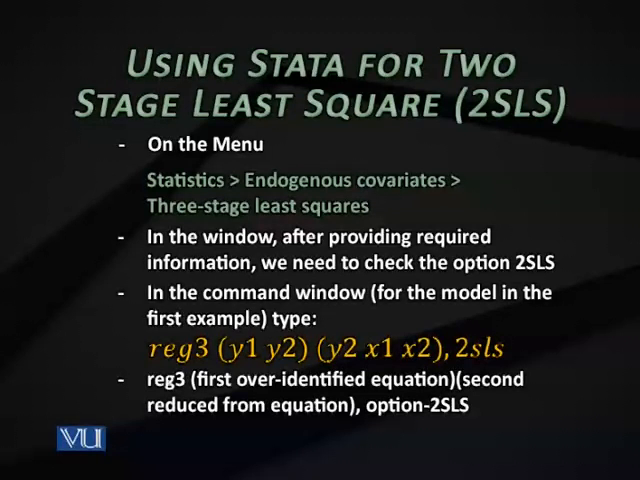First you will write reg3. This is different from the reg command, which was for regression. In the first parenthesis, you will write the original over-identified equation, which in this case was the first equation. And in the second parenthesis, you will write the reduced form equation. Which one? Of the previous variable y2, because you can see in the first parenthesis, you have y2 as the endogenous variable, and you need to specify y2 in terms of x1, x2, showing the exogenous variables, in the reduced form equation.